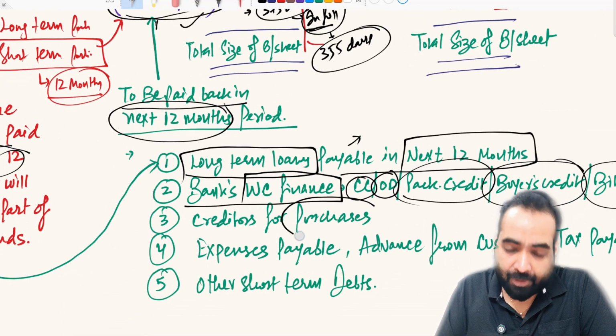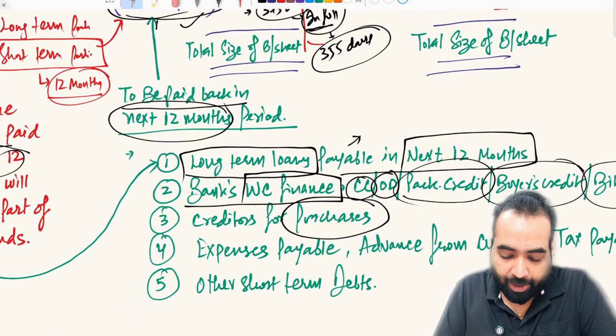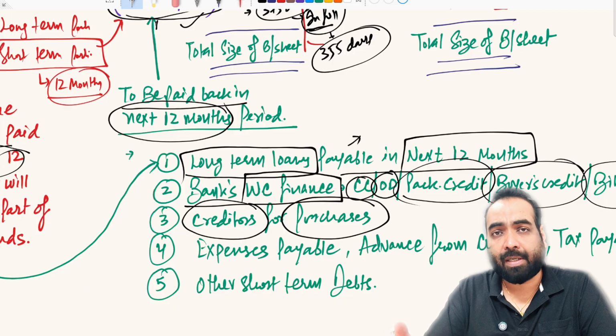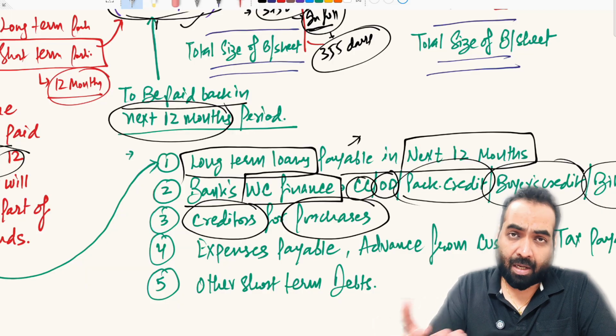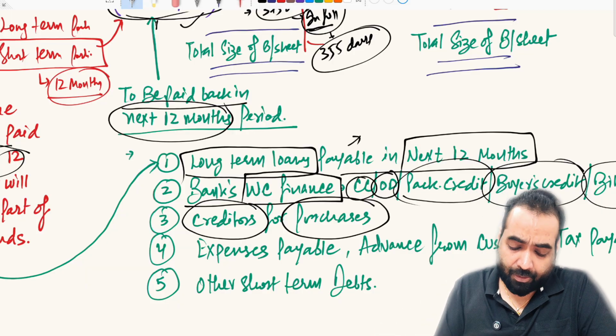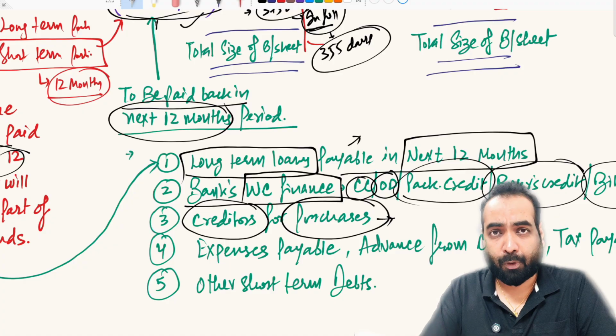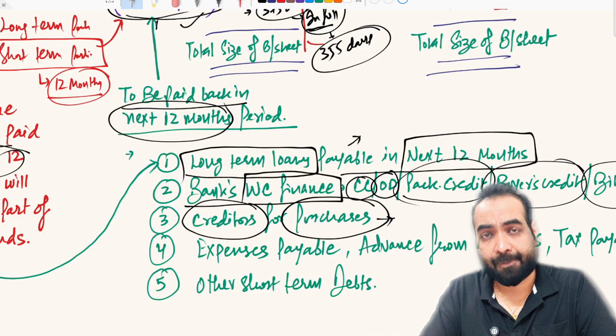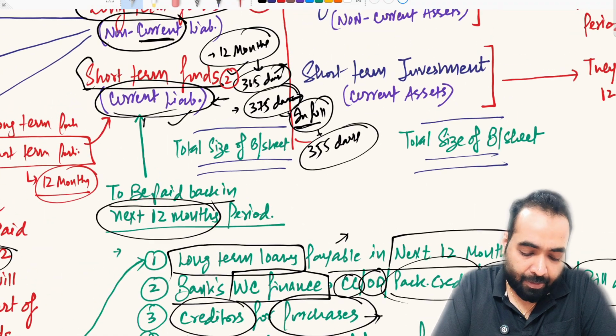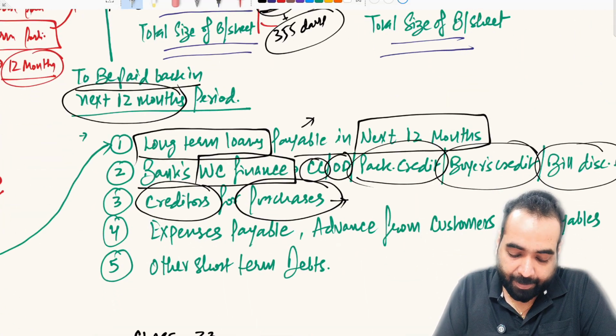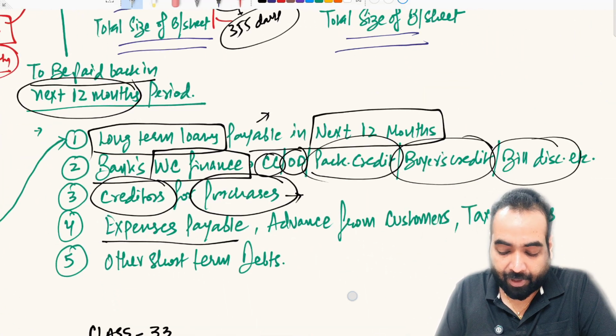You have purchased goods from your suppliers and you need to pay them back usually in a 90 days period, 60 days period, 30 days period. So the creditors for your purchases or your expenses are classified as part of short term funds in the balance sheet. Expenses payable, creditors for expenses, I have already explained.